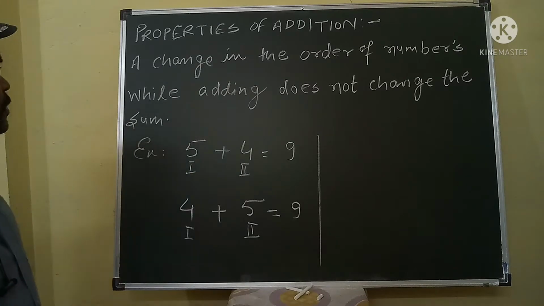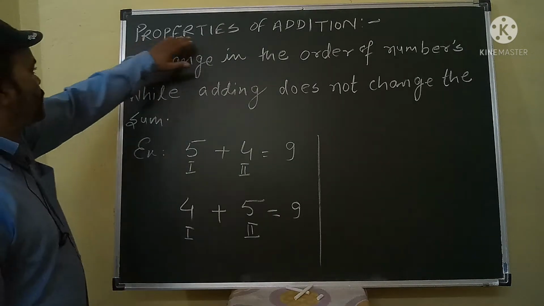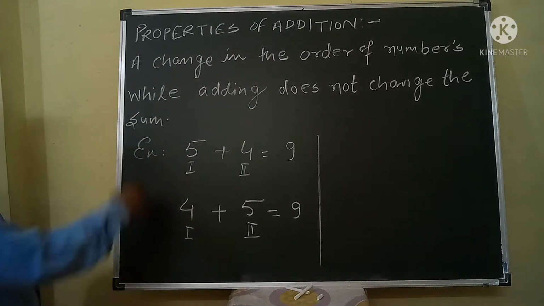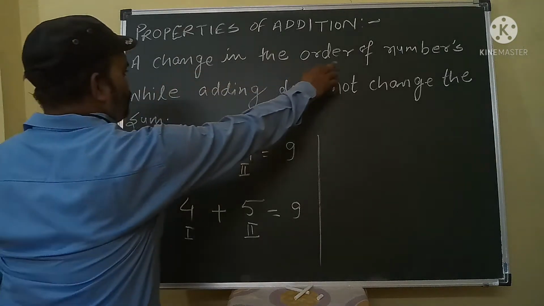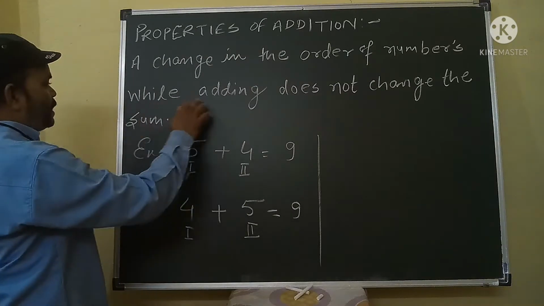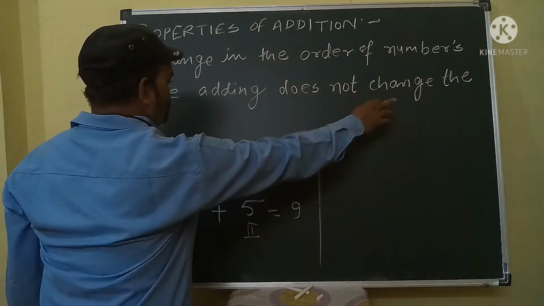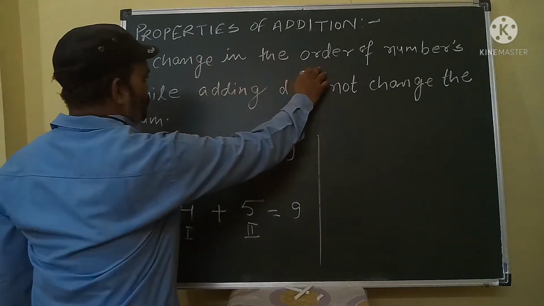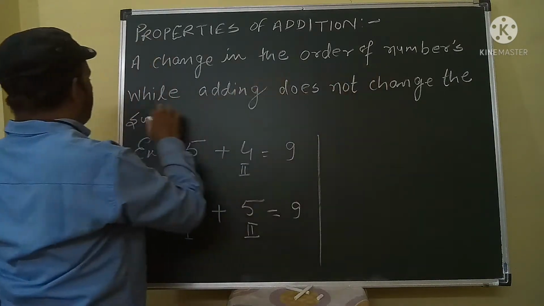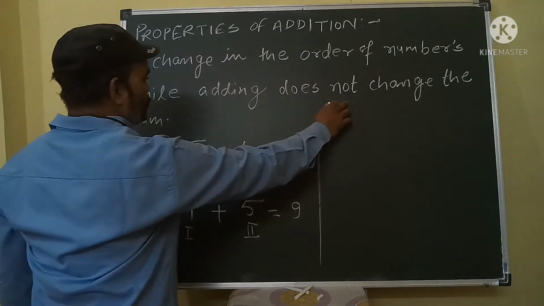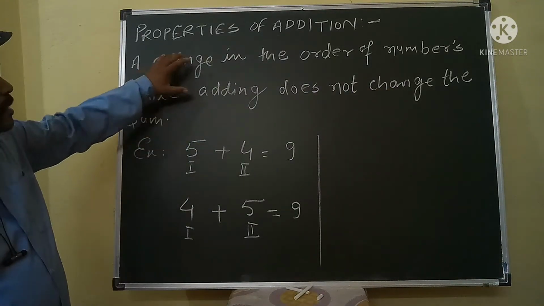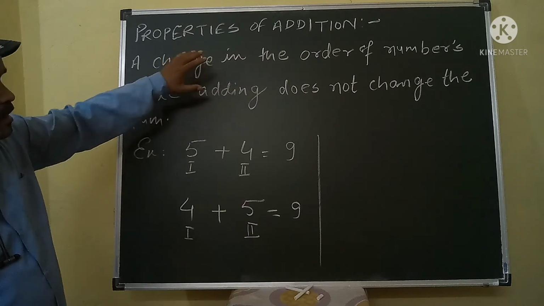Now we will discuss properties of addition. In this property, a change in the order of numbers while adding does not change the sum. Okay, what is the meaning of this sentence?